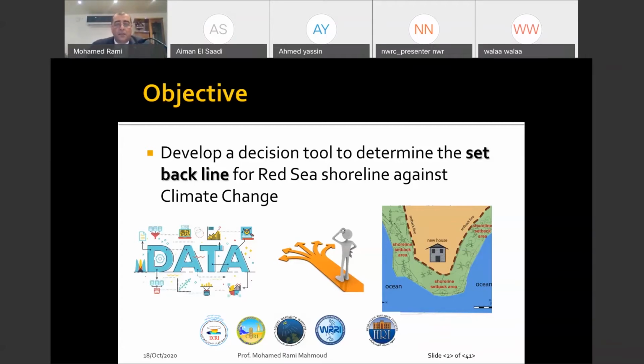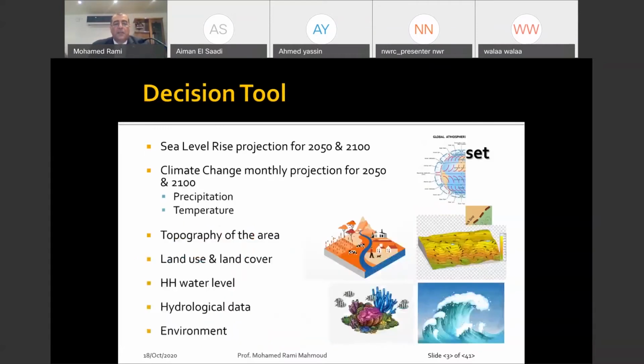So we started almost one year ago. The main decision tool uses some parameters to explore, so we can decide the shoreline protection, which are the sea level rise projection for 2050 and 2100, climate change regarding precipitation and temperature for 2050 and 2100, geographic area, land use and cover, high water level, hydrological data, and environment.